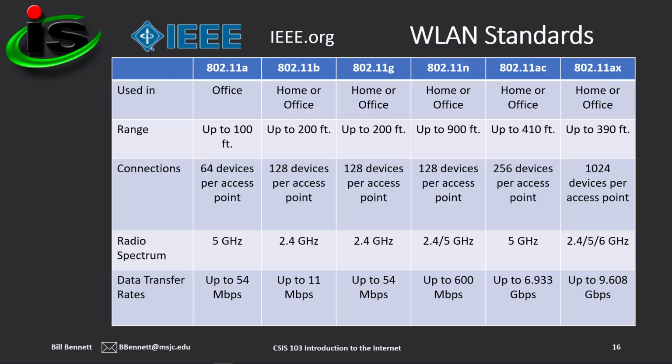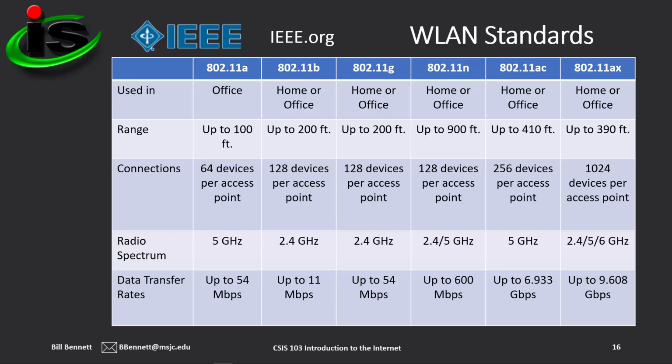In addition, the transfer rate might be reduced when many devices using the same radio frequency are present in close proximity to the access point. Connections is how many devices can simultaneously be connected to the access point. The radio spectrum is the radio frequency the standard uses. Notice that 802.11n supports both 2.4 GHz and 5 GHz, and 802.11ax supports 2.4 GHz, 5 GHz, and 6 GHz. Its support for 6 GHz is what gives it the highest transfer rate of all the 802.11 standards.